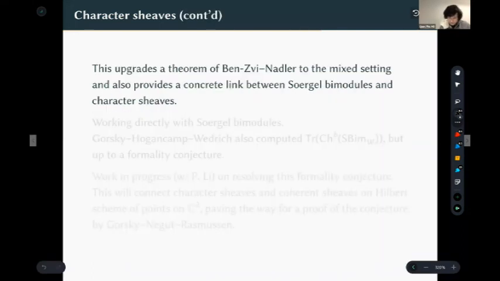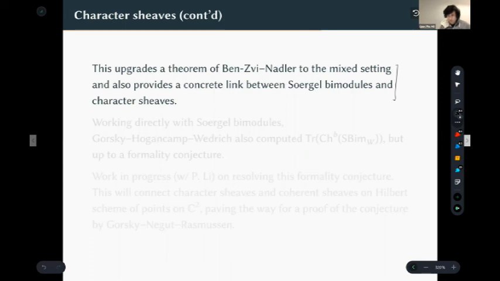In fact, there's a theorem of Ben-Zvi and Nadler that says essentially the same thing, but without the grading. So they expected there should be a graded lift of their construction, but the theory of graded sheaves wasn't available back then, so they couldn't even formulate what it should be.